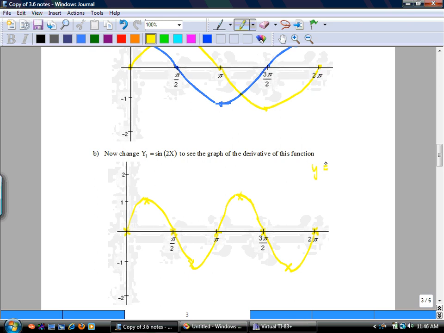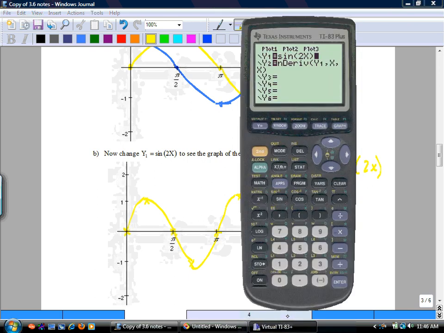Anyway, y equals sine 2x. Now I'm going to get the calculator to draw its derivative. Ready to be amazed? Astounded? How about now? Ready? I'll get up mathy in its face. Graph.